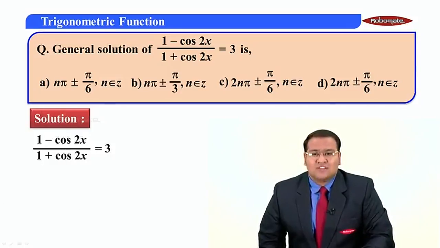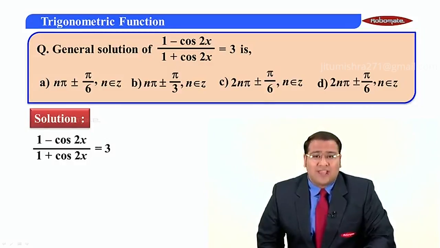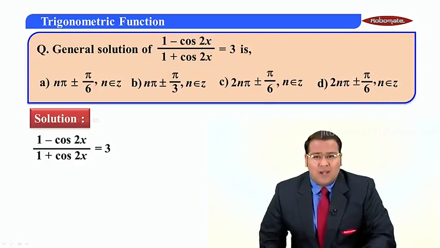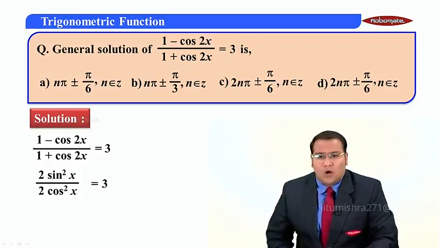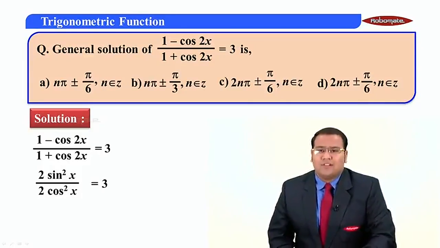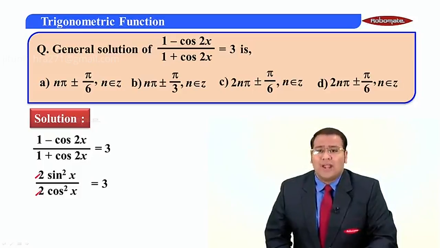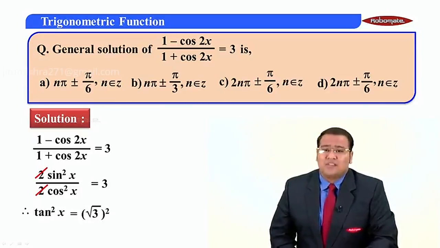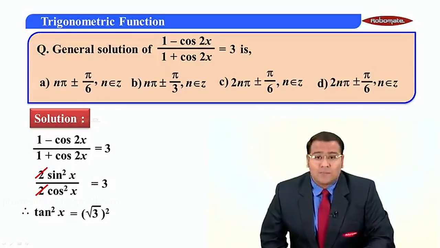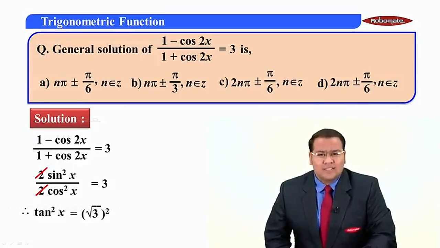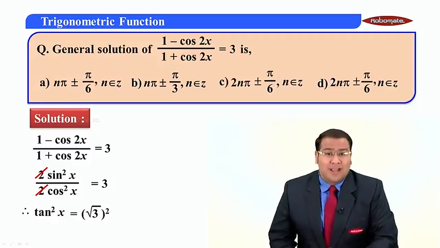So starting with the solution, we know that for 1 minus cos 2x and 1 plus cos 2x, using half angle formulas, the equation would be 2 sine square x upon 2 cos square x, which is equal to 3. So 2 getting cancelled, the equation is tan square x is equal to root 3 the whole square. Why root 3 the whole square? Just hold on for one step and you will get the answer.